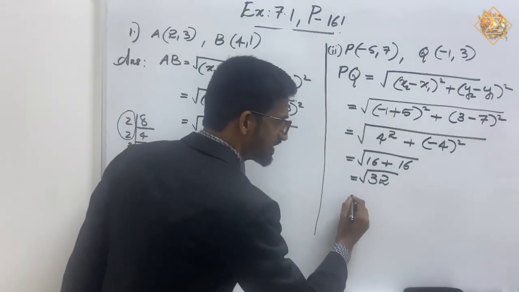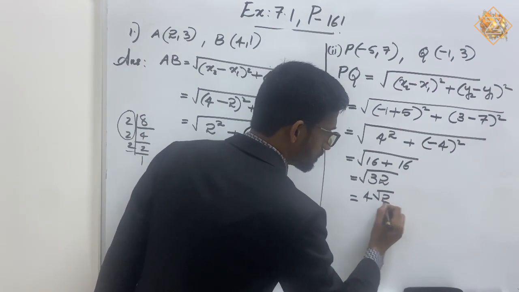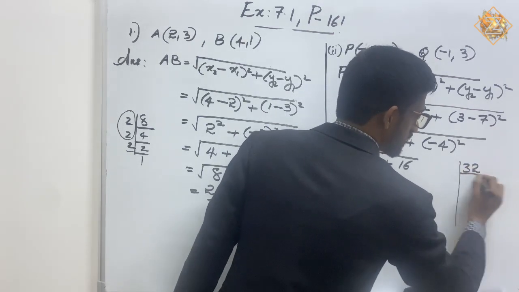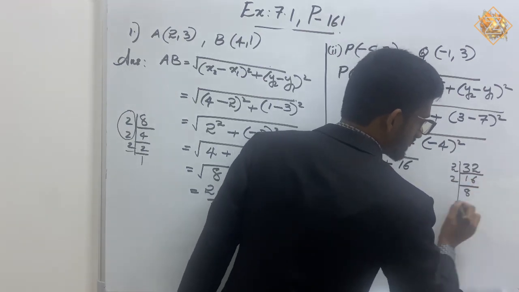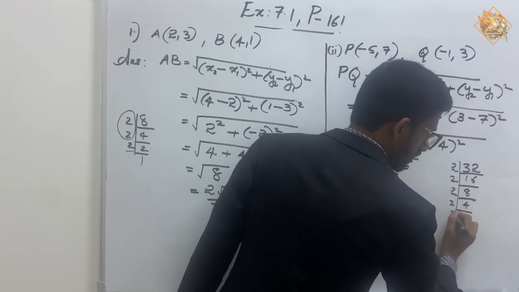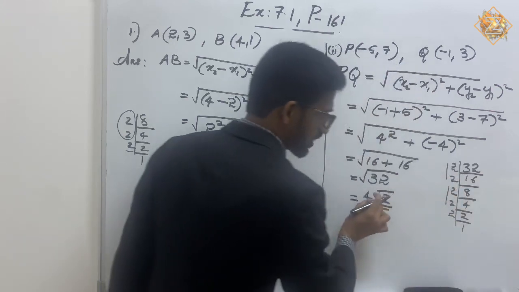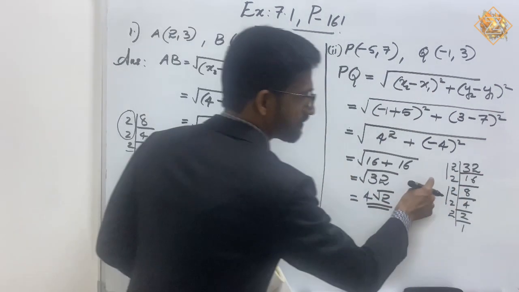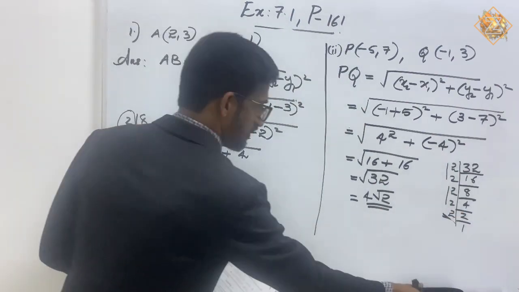Okay, so that we can write it as what? 4 root 2. How? Taking prime factorization here, 2 into 16 is 32, 2 into 8 is 16, 2 into 4 is 8, 2 into 2, 4 and 2 into 1. Taking 2 into 2, 2 twos outside, 2 into 2, that is 4, we will be able to take outside. So that is 4 root 2. Okay, hope it is clear. Now we have one more question, the same.